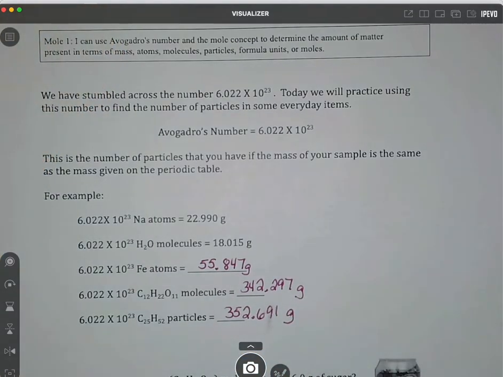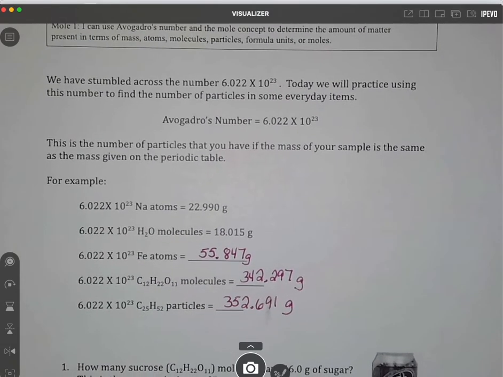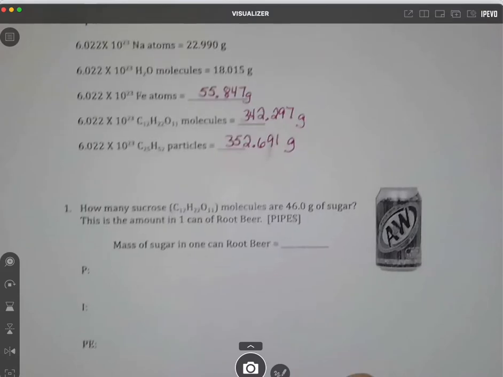All right. Can anybody confirm that I did a good job adding? Yes. Awesome. Okay, so that's how we make use of Avogadro's number. So let's try an example problem.